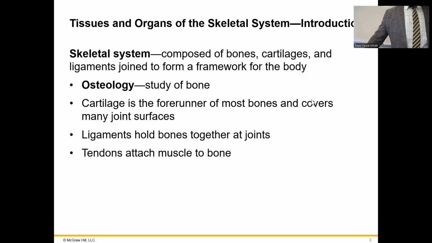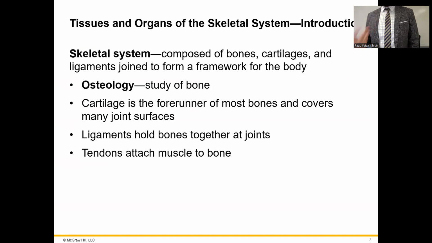Okay, guys, so osteology is the study of the bone, the knowledge of, the study of.